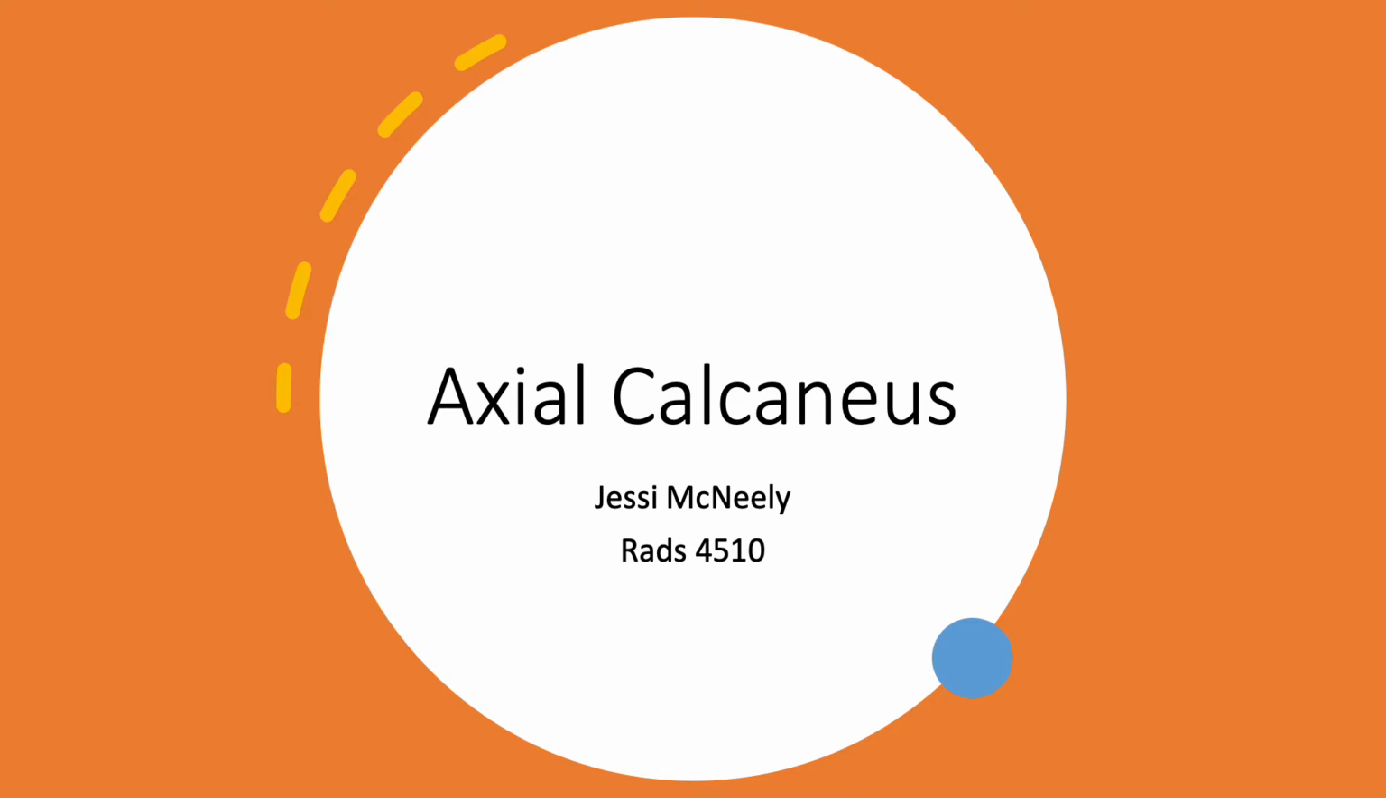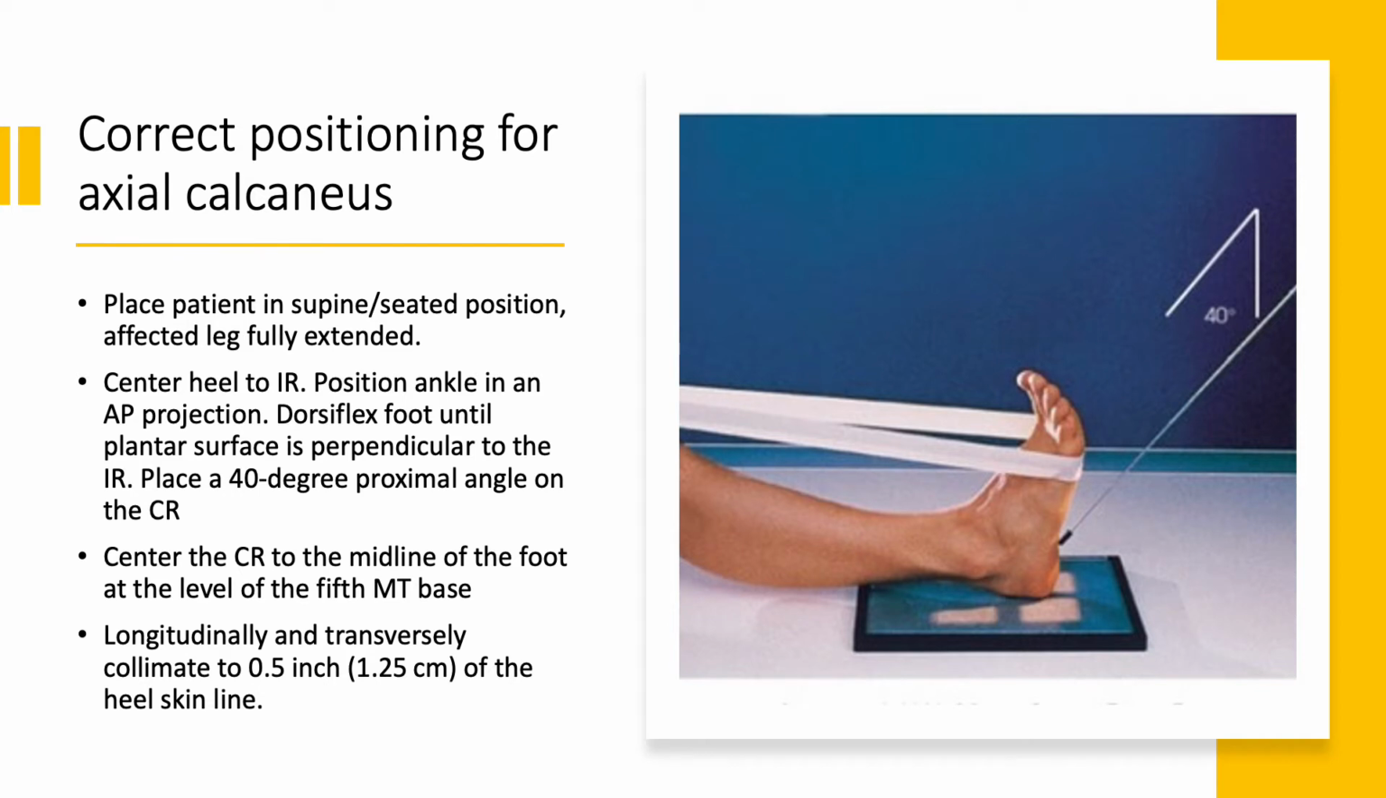I'm going to be talking about positioning and image analysis of the axial calcaneus projection. When positioning for the axial calcaneus, first you're going to place the patient in a supine or seated position with the affected leg fully extended.